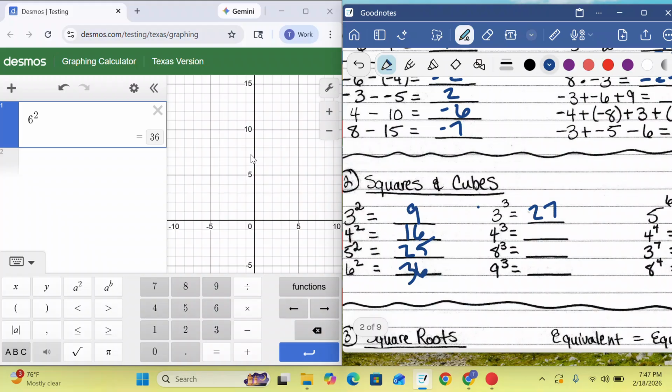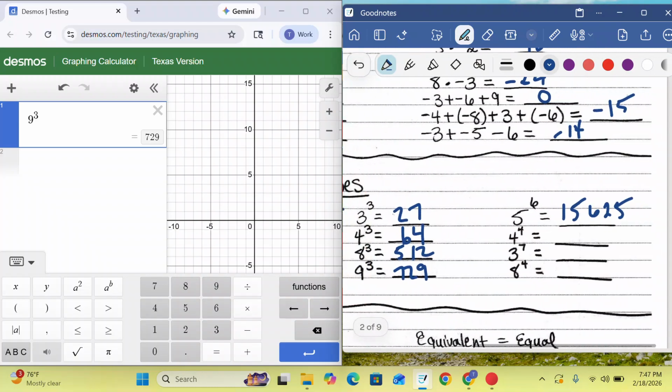And then I'm going to go 4 to the cubed, so I'm going to go 4 AB to the cube, which is a 3, and the answer is 64. And then I'm going to go 8 to the cube, which gives me 8 to the AB 3, and that gives me 512. And then I'm going to get rid of this, and I'm going to say, well, what is 9 cubed, or 9 to the third power? 9 to the AB 3, and that's going to give me 729.